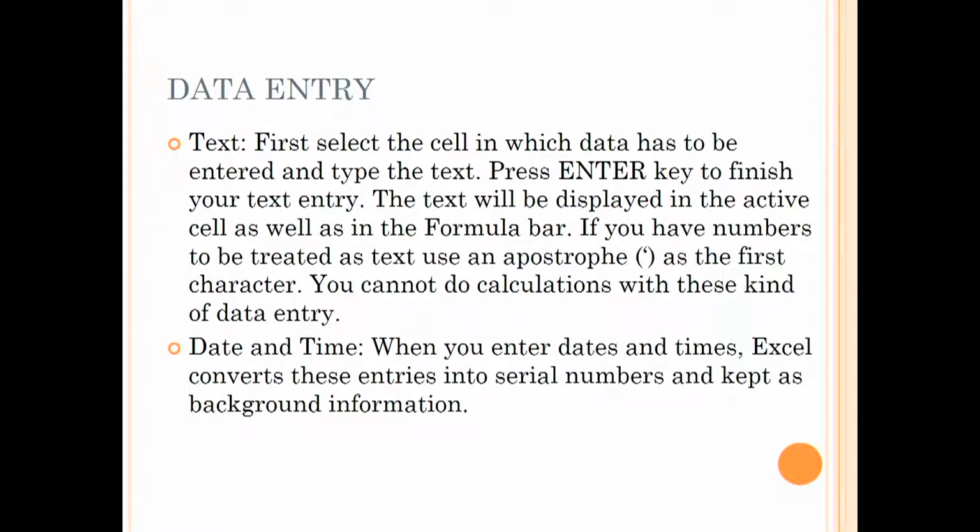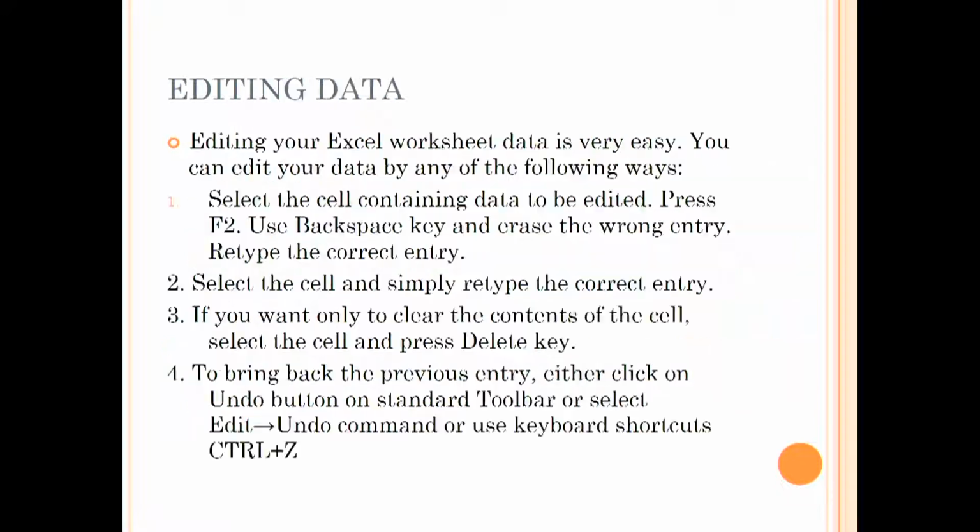Text. First, select the cell in which the data has to be entered and type the text. Press the enter key to finish your text entry. The text will be displayed in the active cell as well as in the formula bar. If you have numbers to be treated as text, use an apostrophe as the first character. You cannot do calculations with this kind of data entry. Now if you want to enter a date and time as data, then Excel converts these entries into serial numbers and keeps them as background information.